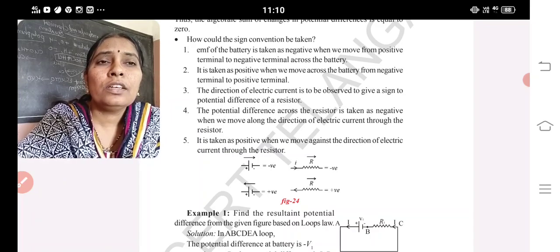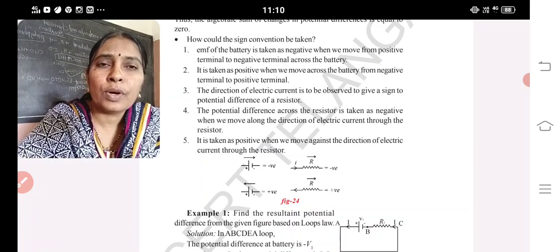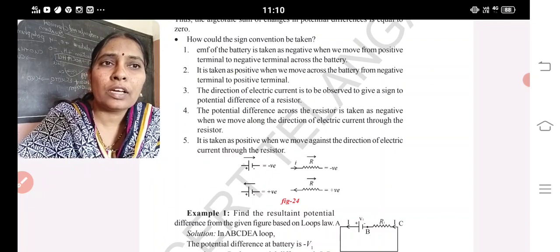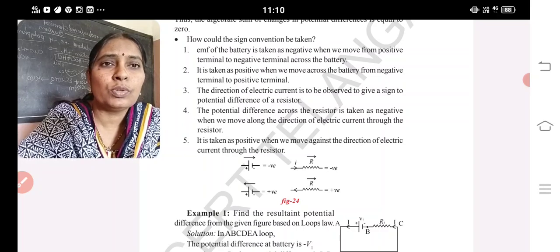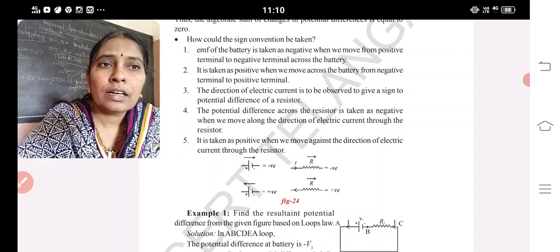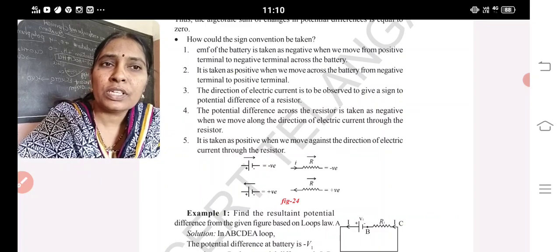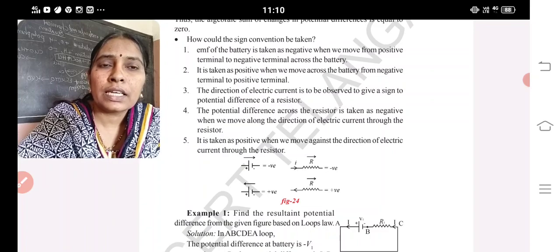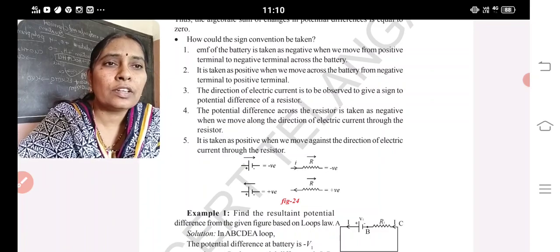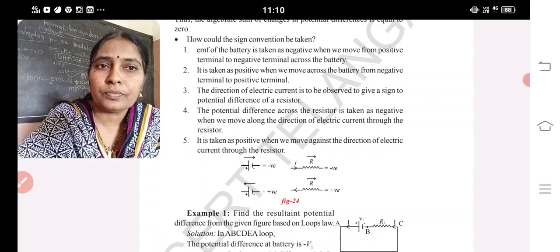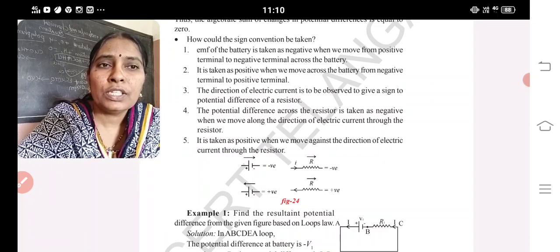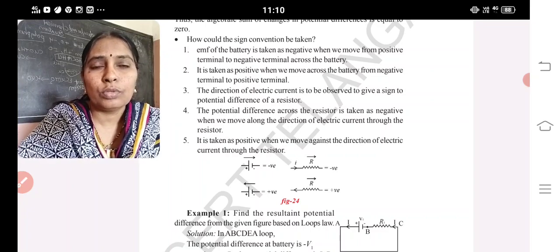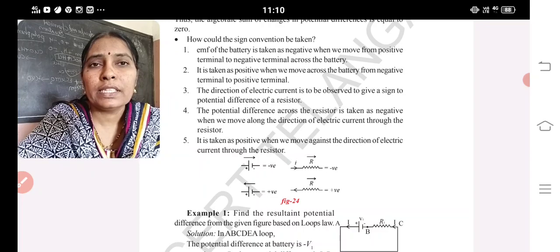The EMF of a battery is taken as negative when we move from the positive terminal to the negative terminal. It is taken as positive when we move across the battery from the negative terminal to the positive terminal. The direction of electric current is to be observed to give a sign to the potential difference of a resistor. The potential difference across the resistor is taken negative when we move along the direction of electric current through the resistor. It is taken as positive when we move against the direction of electric current through the resistor. So here, what is given?